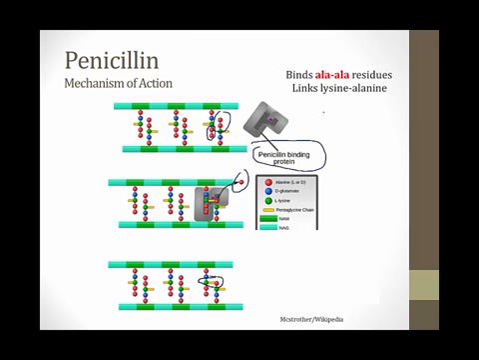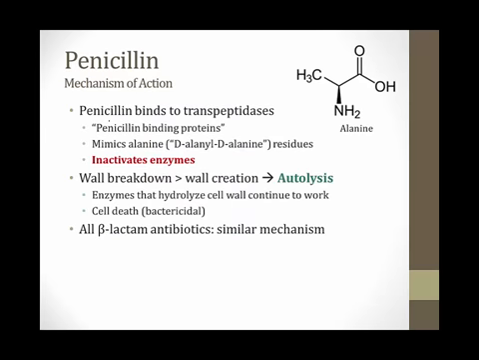So the key points I've highlighted at the top of the screen, these are what you want to remember about the mechanism of action of these transpeptidases. The way they work is that they bind alanine residues and they link lysine to alanine residues to cross-link the cell wall. Once you understand that, it's very easy to understand how penicillin works. It binds to transpeptidase enzymes. As I told you before, these enzymes are also called penicillin binding proteins.